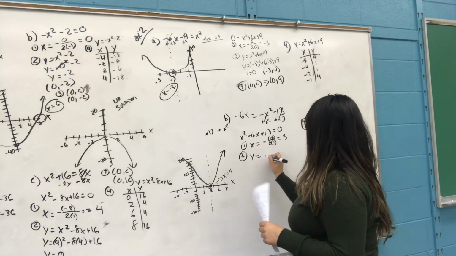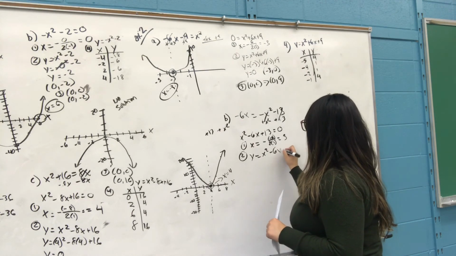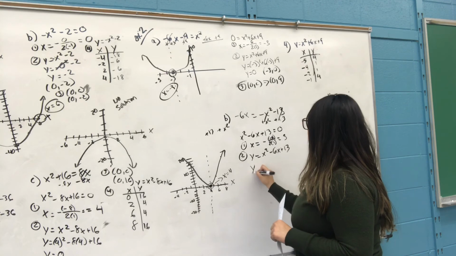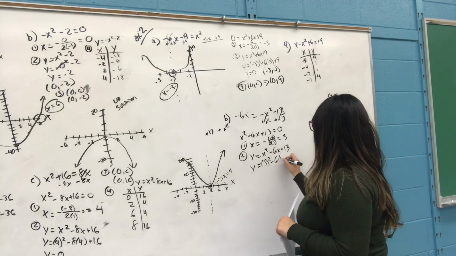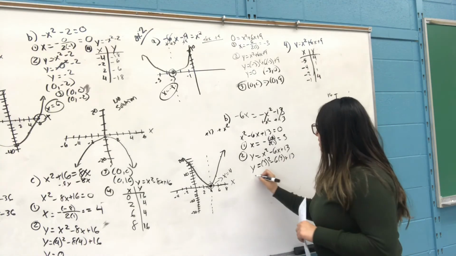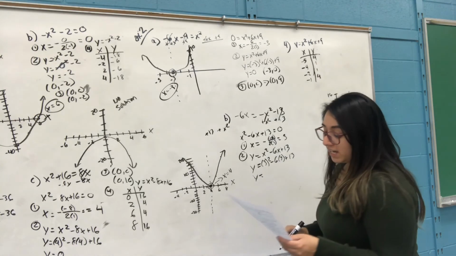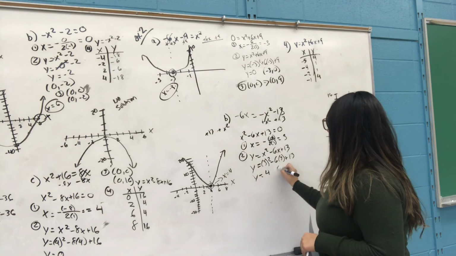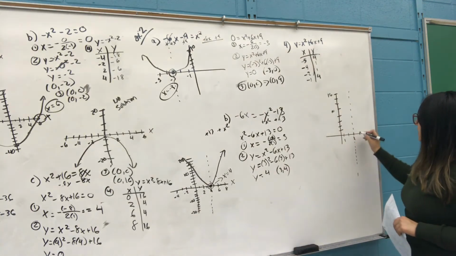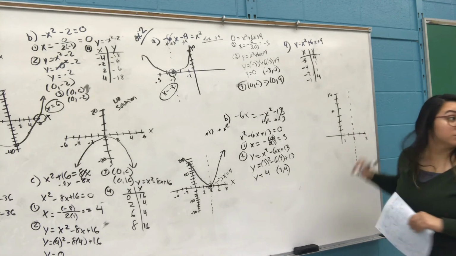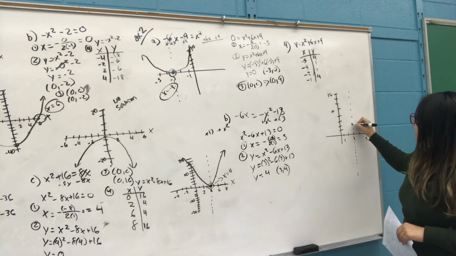I have y is equal to x squared minus 6x plus 13. I plug in 3 in place of x. When you go ahead and solve for it, y is now equal to 4. My vertex is 3, 4. So you go ahead and graph that here. It's in increments of 2. So we go ahead and graph it right there.